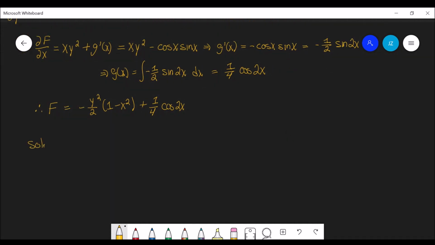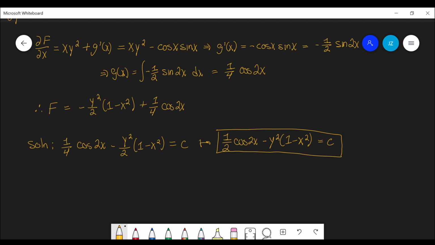And our solution would be 1/4 cosine of 2x minus y squared over 2 times 1 minus x squared is equal to some constant. Or we could also write 1/2 cosine 2x minus y squared times 1 minus x squared is equal to a constant. Notice all I did was multiply everything by 2. And of course, 2 times a constant is still a constant. So that is our general solution.